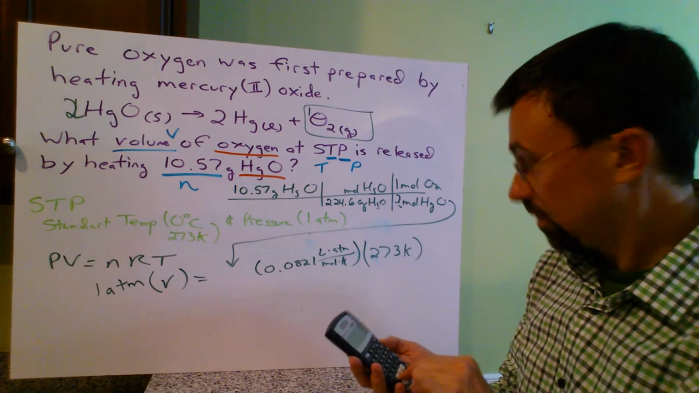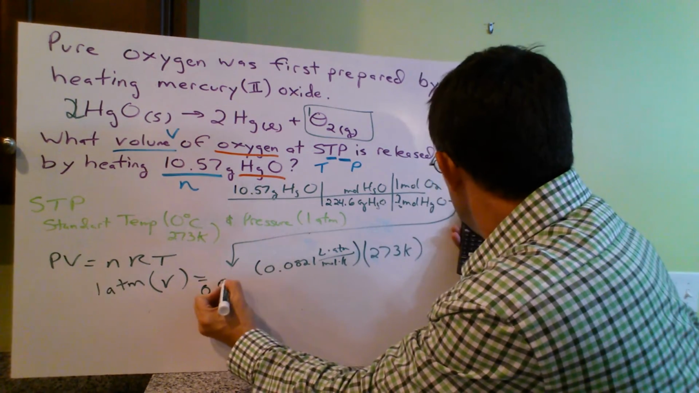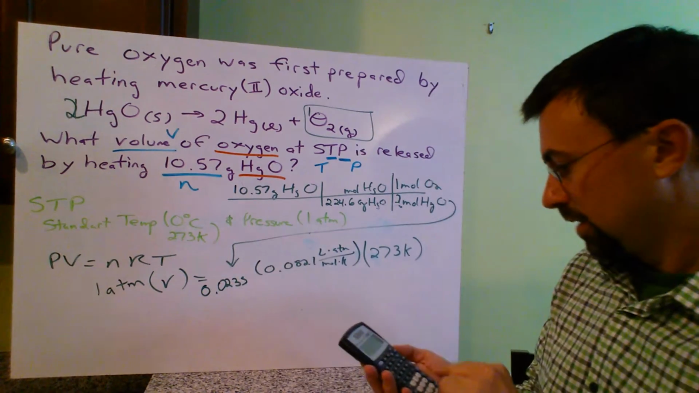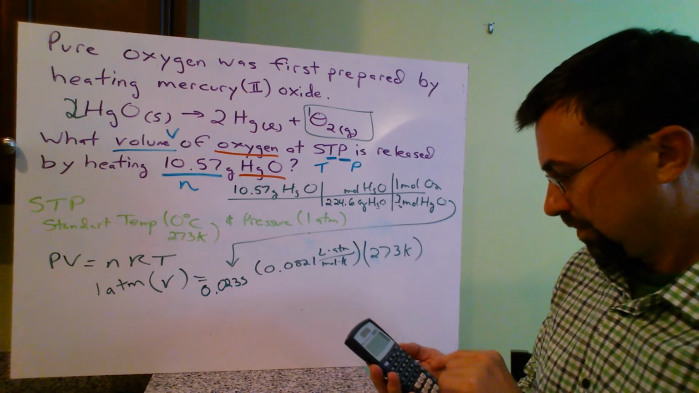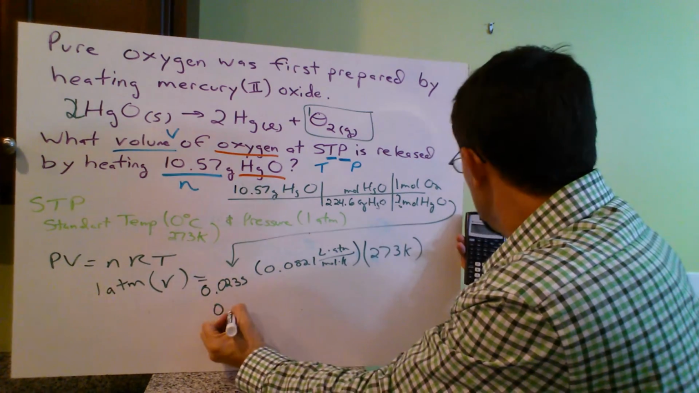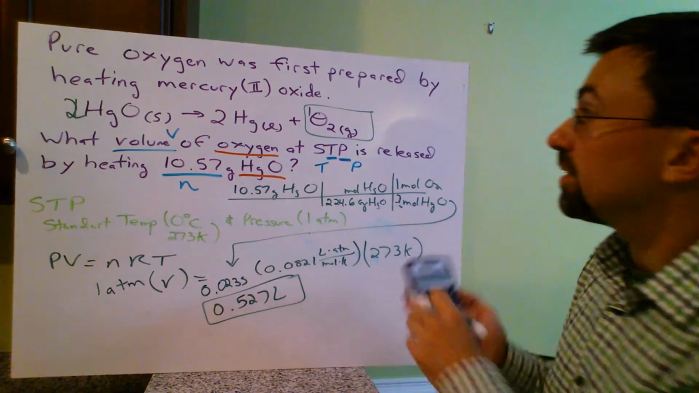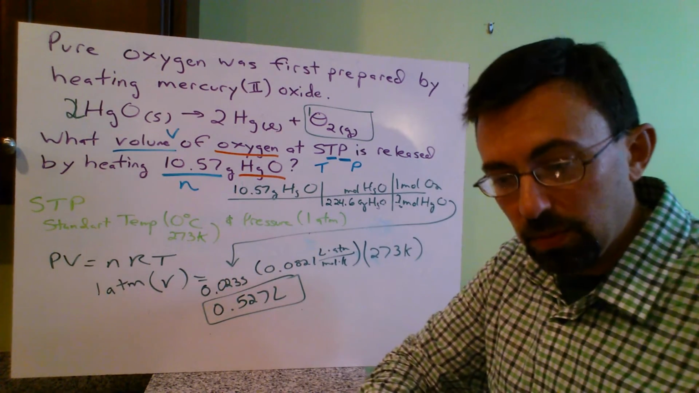0.0235. And I get a volume of 0.527 liters, or 527 milliliters. And that would be the answer to the problem.